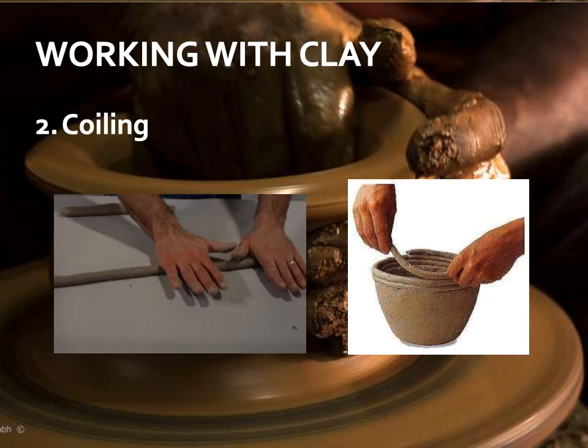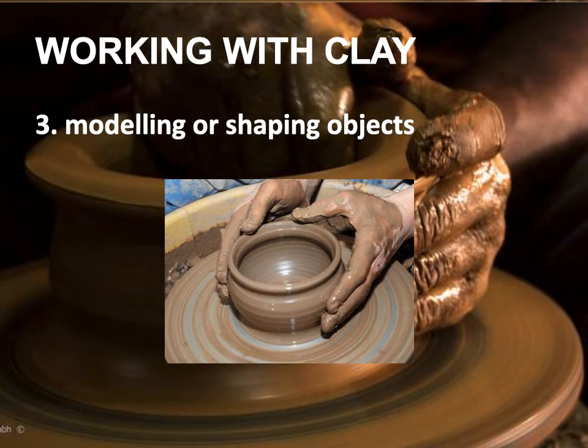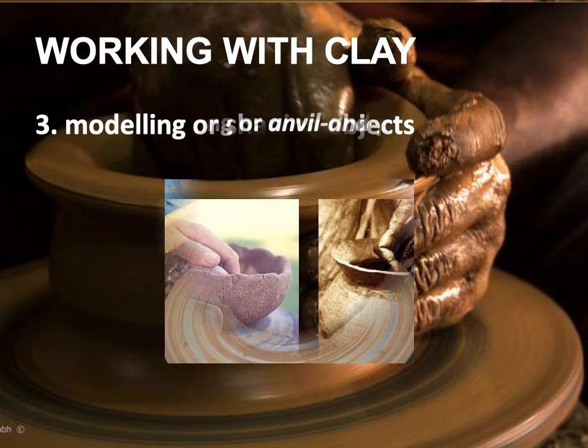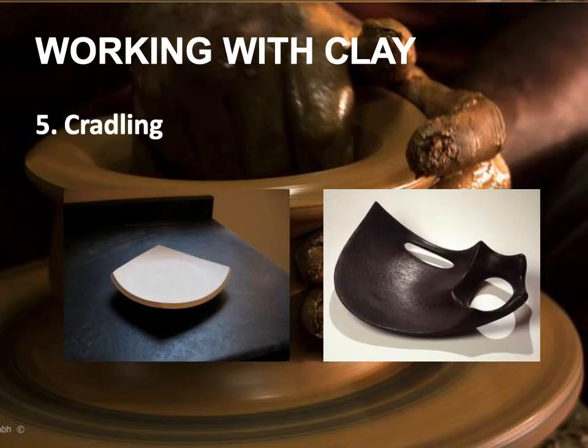After that, coiling can be used to make objects. The next step is modeling or shaping the objects. To give shape, we can use the process of hand modeling or the anvil and paddle method. We can also use the method of cradling.